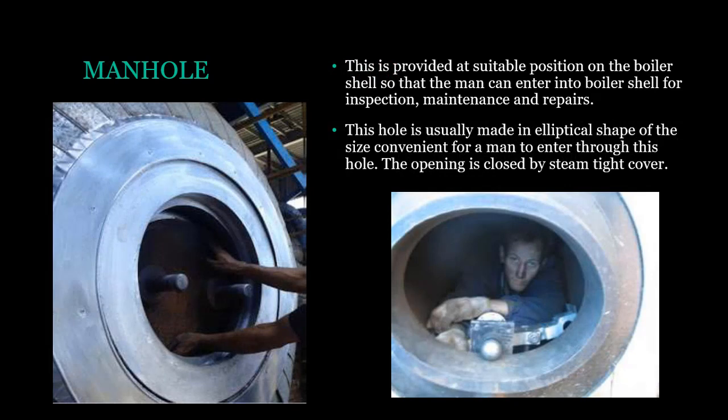Manhole. This is provided at a suitable position on the boiler shell so that a man can enter the boiler shell for inspection, maintenance, and repairs. This hole is usually made in elliptical shape of a size convenient for a man to enter through it. The opening is closed by a steam-tight cover.